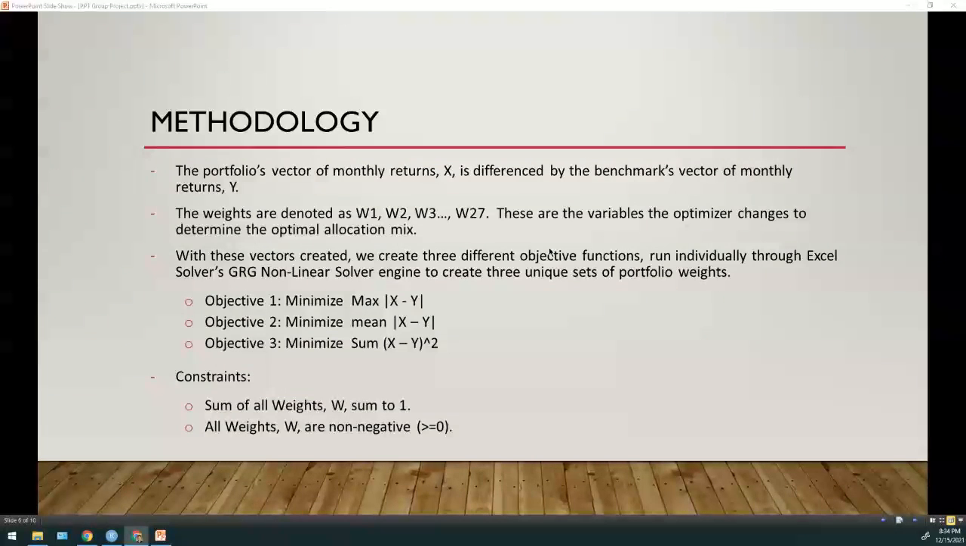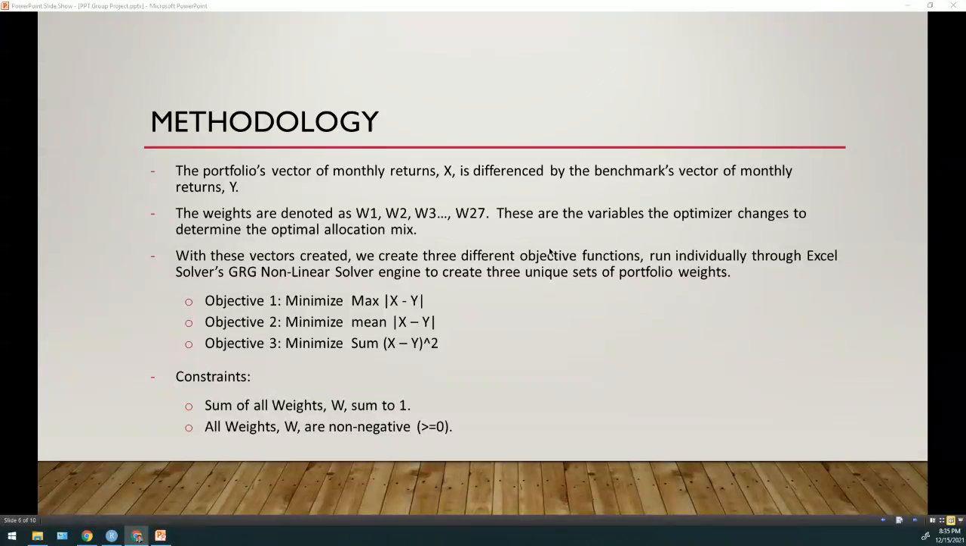So once we have that portfolio created, or at least once the optimizer, I should say, has created that portfolio, it results in a vector of monthly returns, which we call X. So X is the returns on a monthly basis of the actual optimized portfolio. Y is then the vector of the monthly returns for the index itself. We say benchmark here. It's the same as an index.